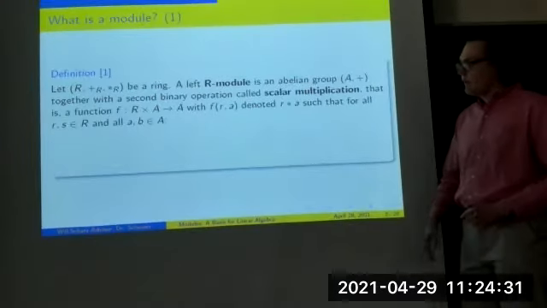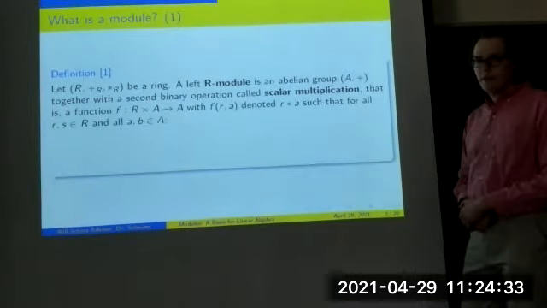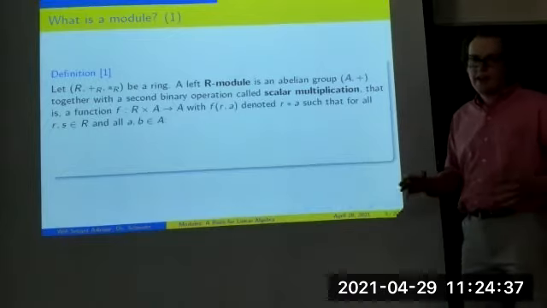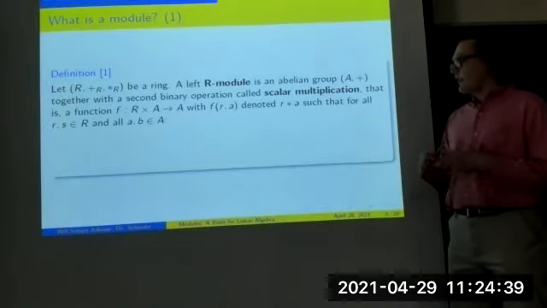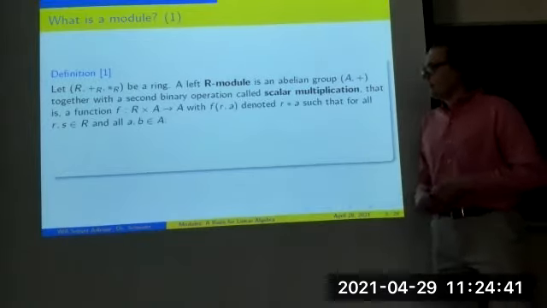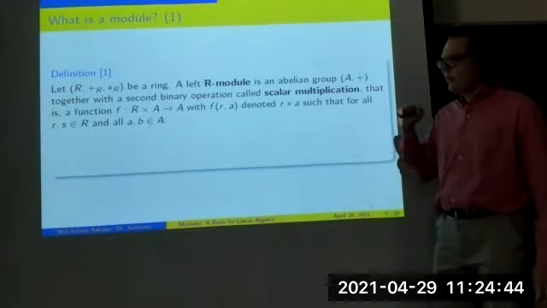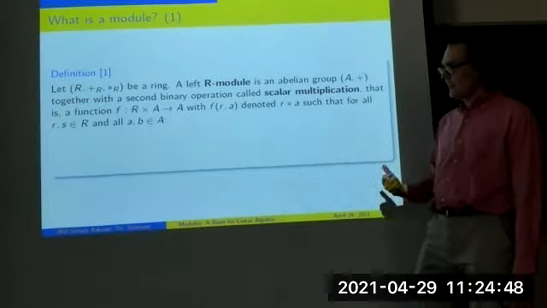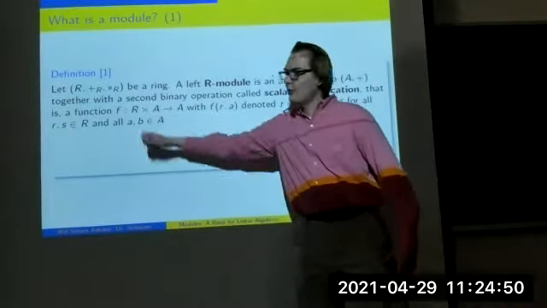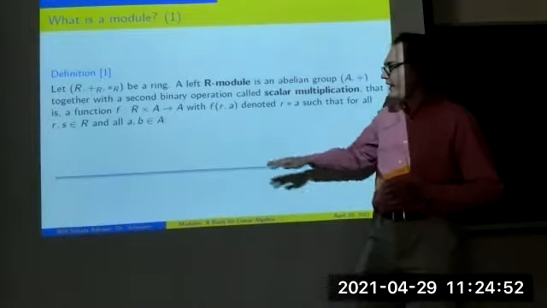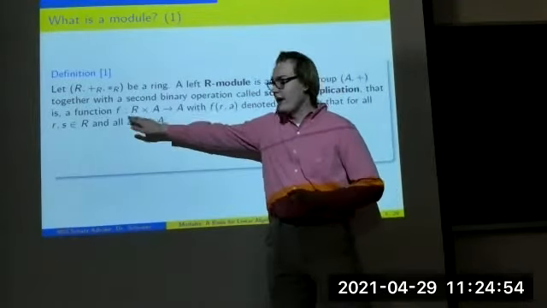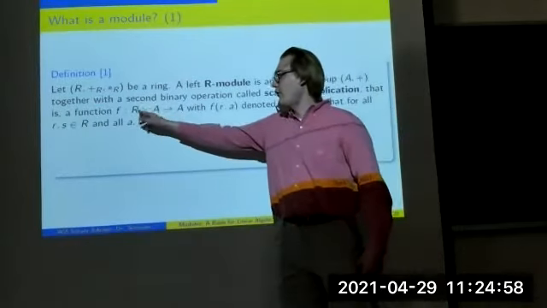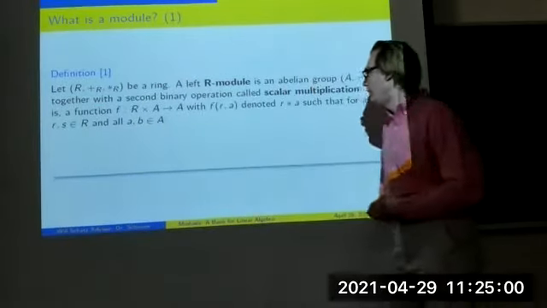So to construct a module, we start with a ring and an abelian group denoted additively, and we give them a second binary operation called scalar multiplication. Now, typically we understand a binary operation on a set S as a function from S cross S into S. But here, this binary operation isn't quite the same thing. We have a function from the ring cross the abelian group to the abelian group.